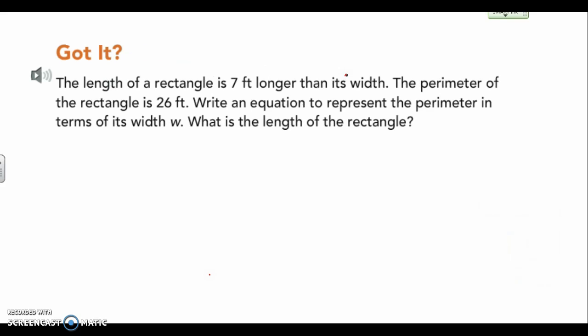Let's look at the next example. The length of a rectangle is 7 feet longer than its width. The perimeter of the rectangle is 26 feet. Write an equation to represent the perimeter in terms of its width. What is the length of the rectangle? So in this problem, we actually have to find the width and use that information to help us find the length. Let's begin by drawing our rectangle.